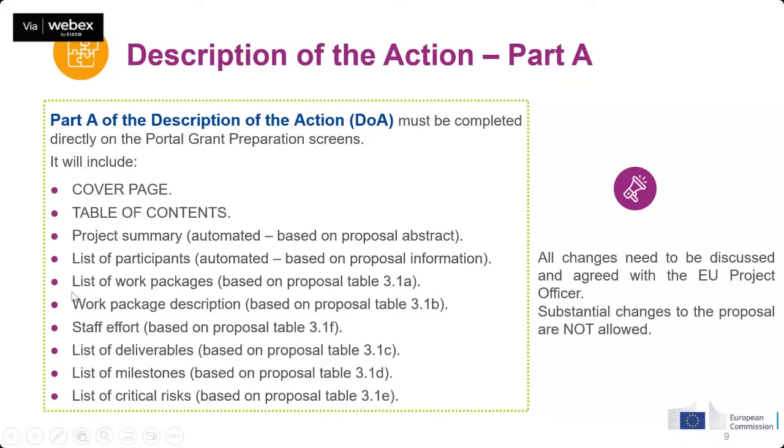And then we come to a list of sections in which we are asking you to do some work. The list of work packages: of course, the information is already included in the proposal, but it is included in the narrative part in the PDF. What we are asking you is to copy and paste all the information into our IT tool. The same for the work package descriptions, the staff effort, the list of deliverables, the list of milestones, and the list of critical risks. This is the work that we are asking you to do during the grant agreement preparation.